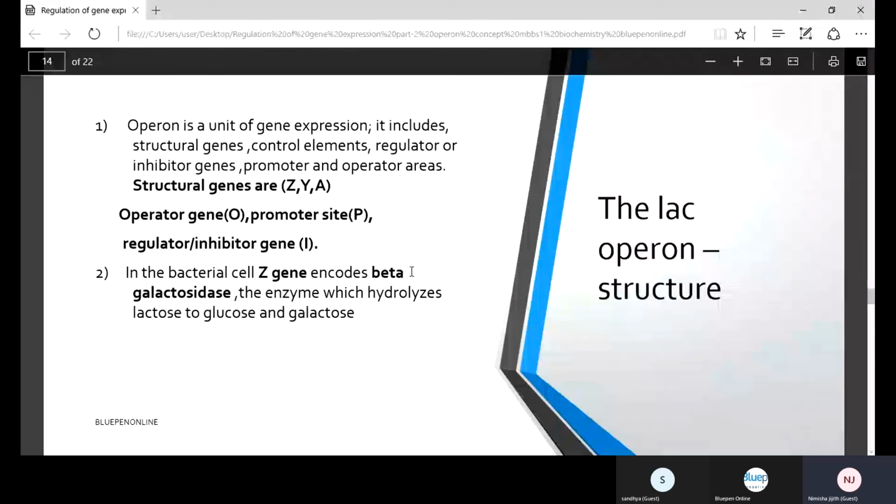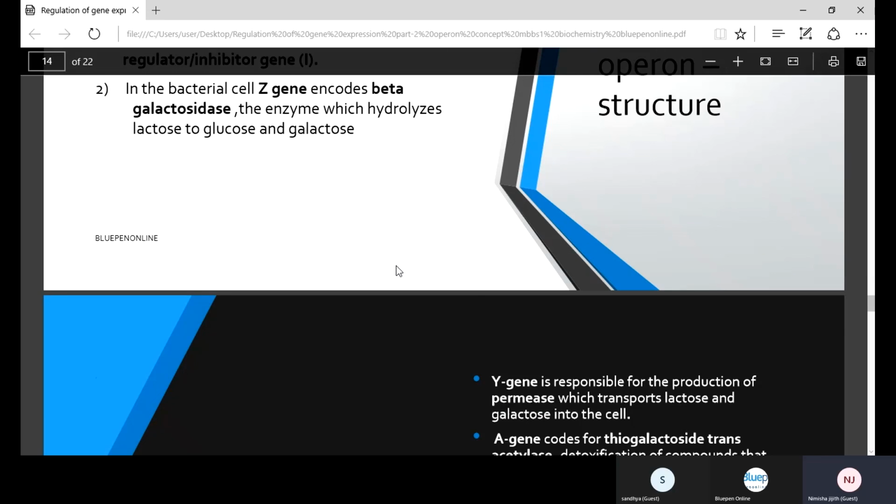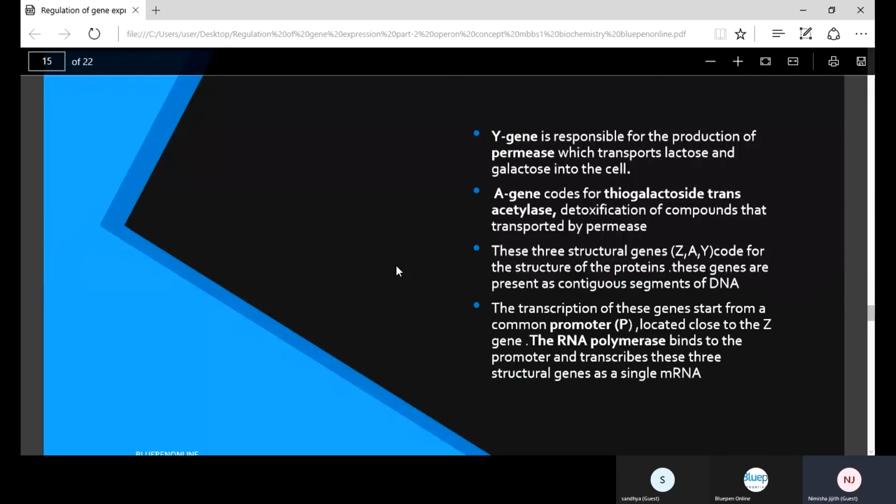So what are the structural genes? Z, Y, A. Now we discuss the lac operon. The Z gene encodes beta galactosidase, the enzyme that hydrolyzes lactose to glucose and galactose. Then the Y gene is responsible for the production of permease, a term that indicates permeability, which transports lactose and galactose into the cell. Then the A gene codes for thiogalactoside transacetylase.